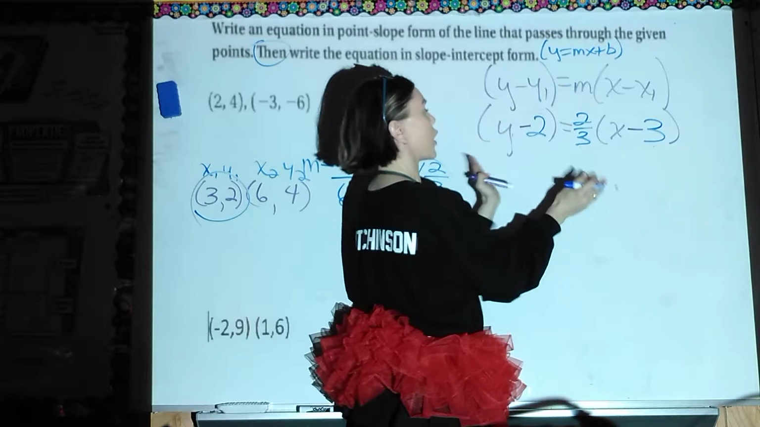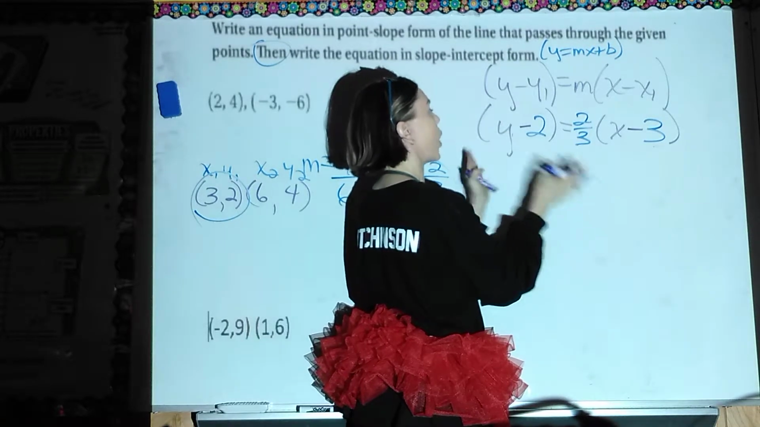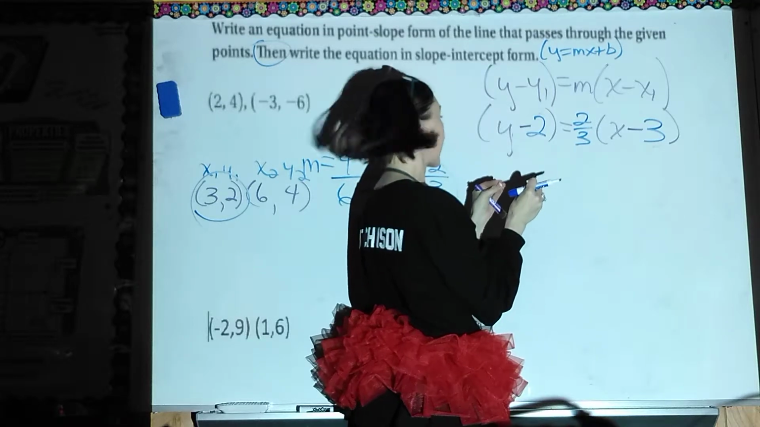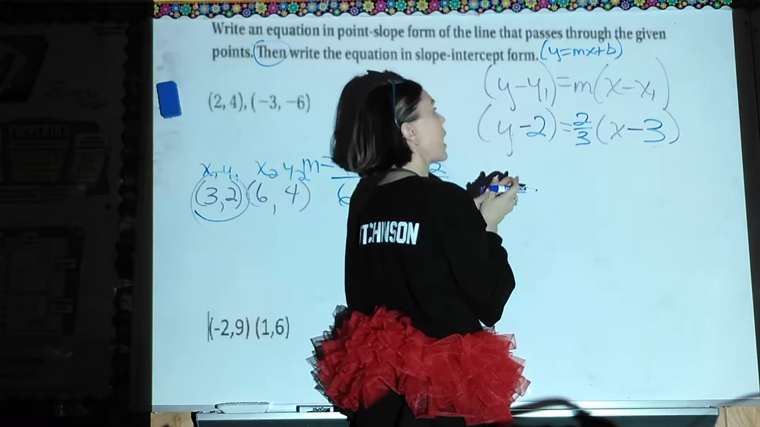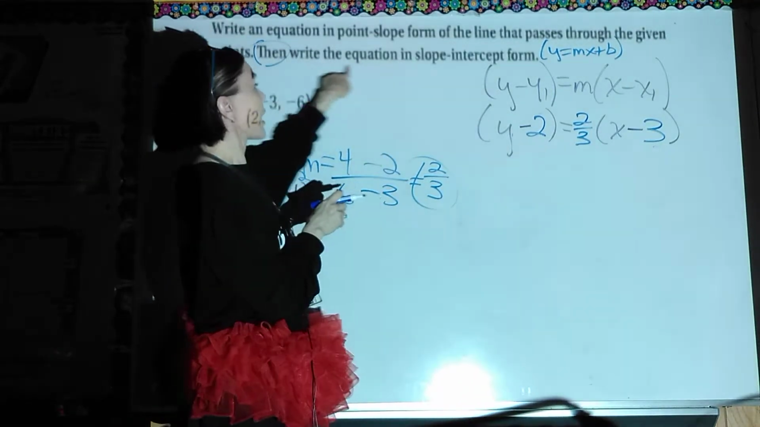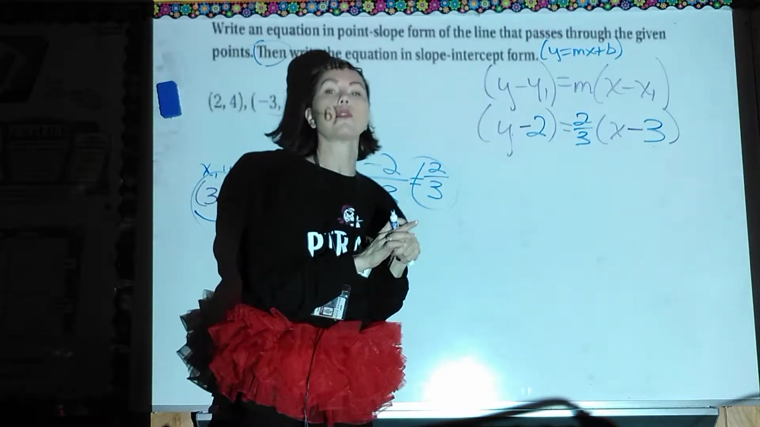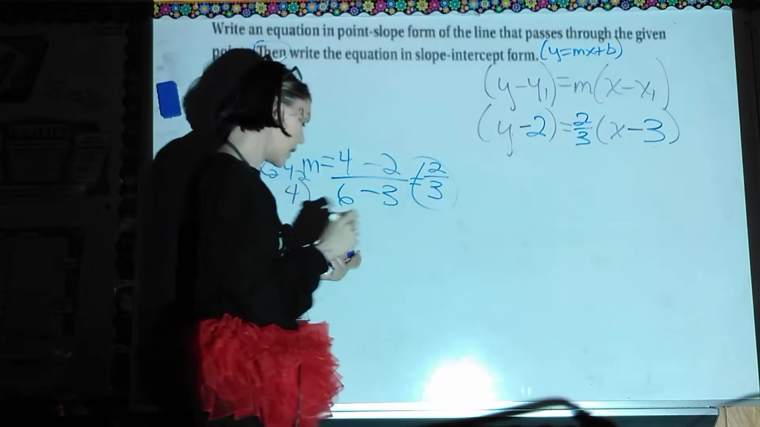So right now, folks, you have completed step 1. You wrote the equation of a line in point-slope form. Now we have to what? Then write the equation in slope-intercept form. So we have to solve for y. Easy peasy. Here's the trick.